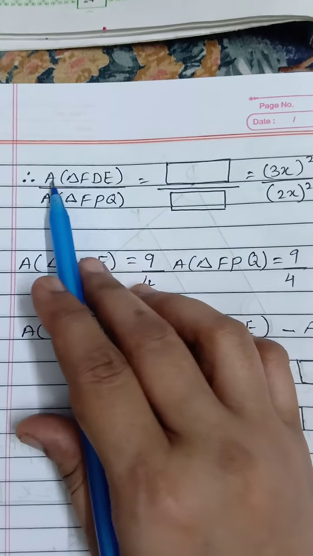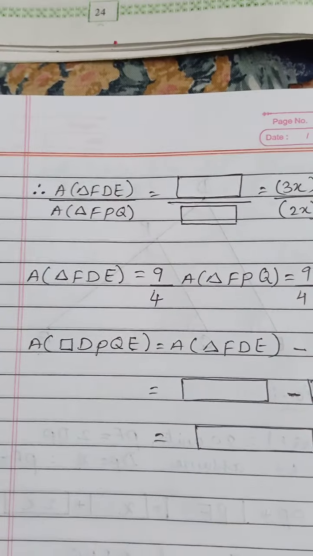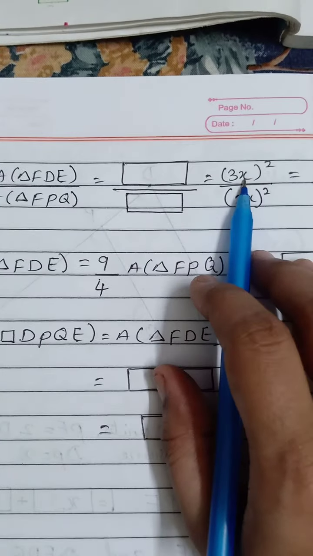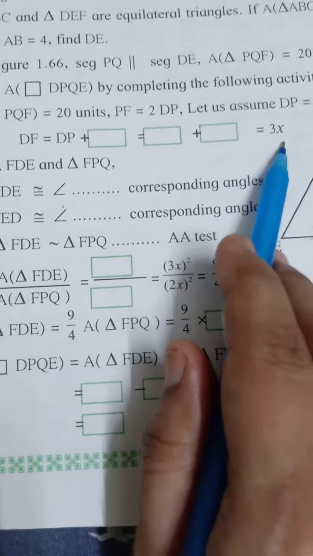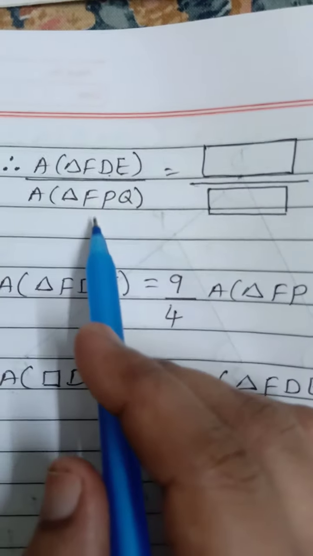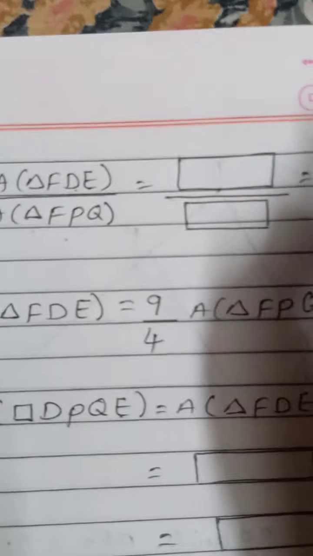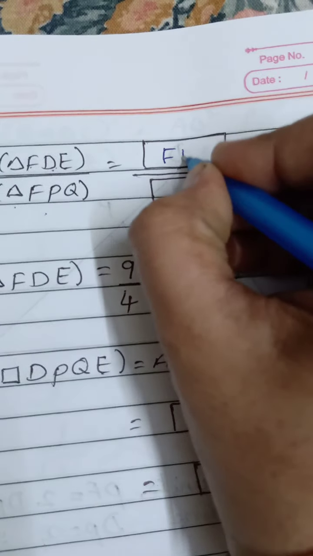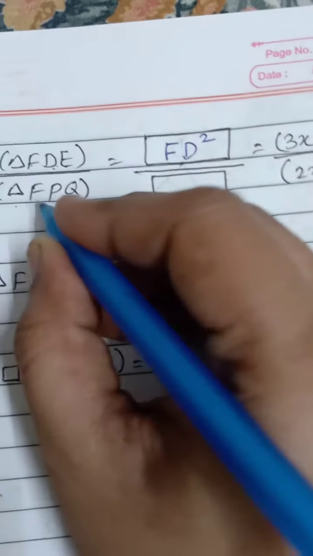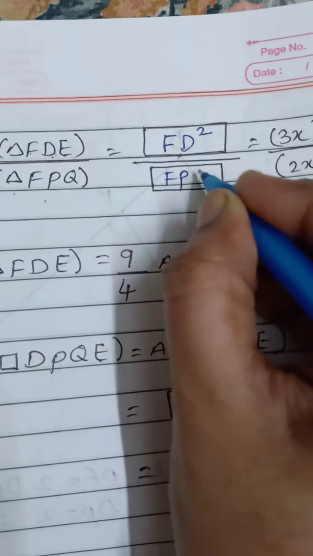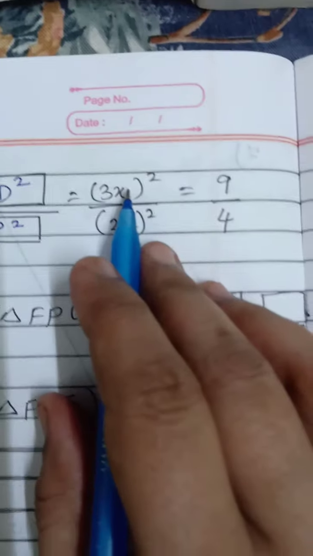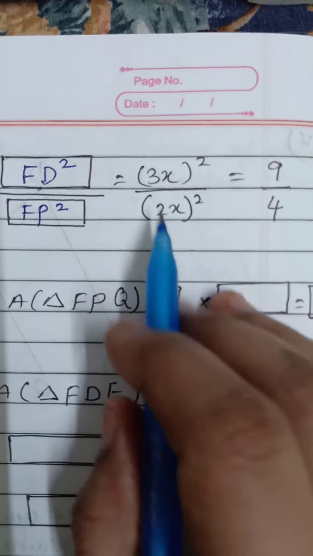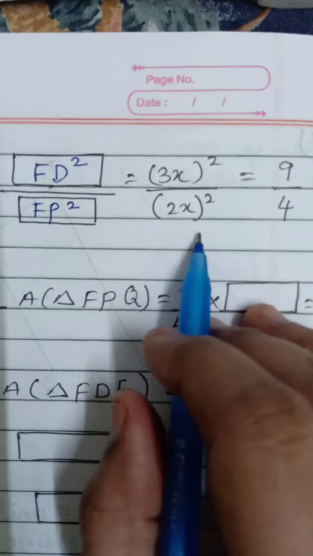Here the ratio of areas of the two triangles is given. Here we don't know which ratio we have to find, but here it is given 3x and 2x. So if you see, we have got DF is equal to 3x and PF is equal to 2x. So DF and PF is nothing but the first ratio. So we'll take the first ratio only, that is FD and FP. So FD, then square will come, and the next will be FP, and then again square. So here their values are substituted. So here it is 3x the whole square and 2x the whole square.